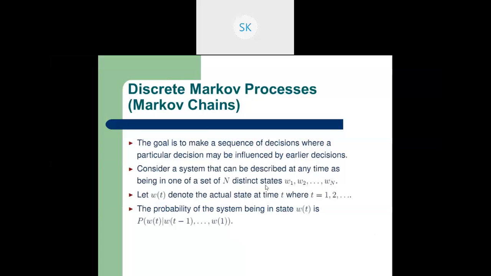The states are W1 to Wn. With respect to unit time, the state is changing. It is with respect to time that the system will be at a particular state. Let W of t denote the actual state at time t, where t is 1, 2, 3, with respect to discrete time. The probability of the system being in the state W of t depends on its past states, W of t minus 1, t minus 2, up to 1.